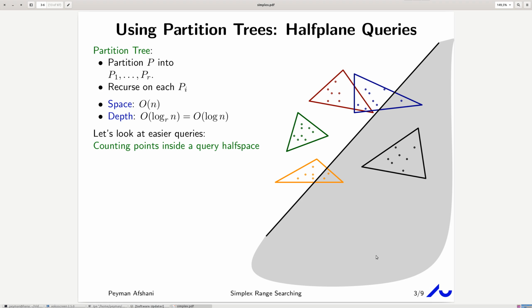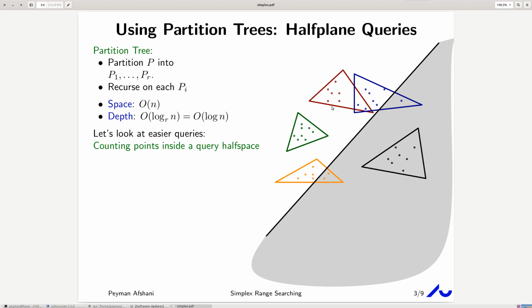Okay? If I want to do that, then I look at these subsets. The thing is, I just can look at the triangles, right? I look at this black triangle, I realize this black triangle is completely contained inside my half plane. So therefore, if I just store the number of points inside this triangle, I could just grab that number, and I know that I don't need to recurse anything. I don't need to do anything. I know exactly how many of these black points are inside my query. It's all of them. I just add it to the total that I have.